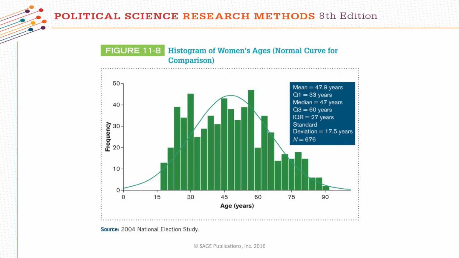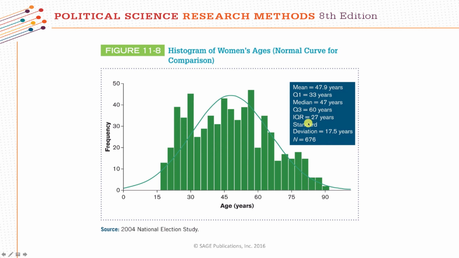So this is a great chart that's combining a lot of stuff in one. I really liked it a lot. Figure 11.8 from your textbook: a histogram of women's ages and a normal distribution for comparison. So this is a bar chart. It's got your median, your interquartile range, your mean, standard deviation, all this stuff. This chart shows you a lot of great information. It shows you the distribution of ages in the 2004 National Election Study, the longest running survey in American politics, the NES. And then it shows you a normal distribution around that, and an interquartile range that you can investigate for yourself.